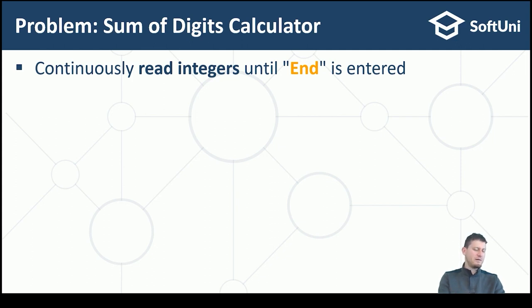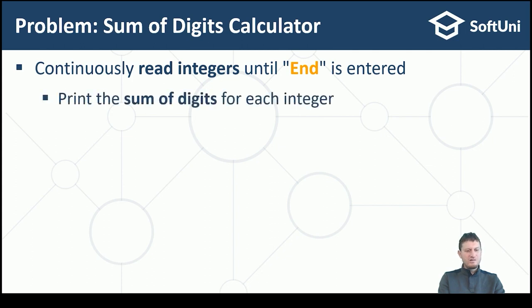So it reads, for example, 5, 10, 20. Finally, if you put end, the program will stop. For each integer, we need to calculate the sum of its digits and print it. Finally, we print goodbye.